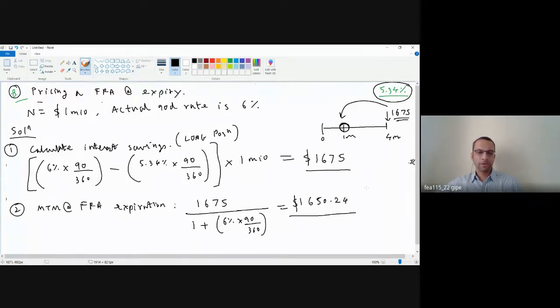Can I switch? Can I go to part C? All right, so going to part C now. Part C is pricing the FRA in between, between initiation and expiry. Please ignore the spelling mistake, but it's initiation and expiry.